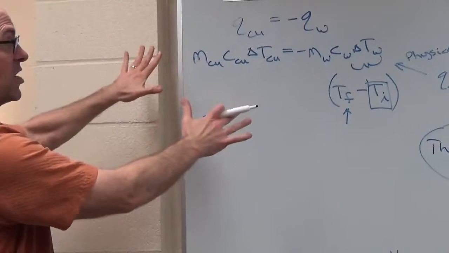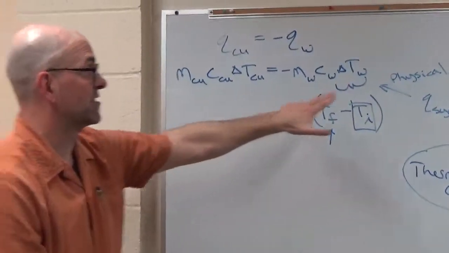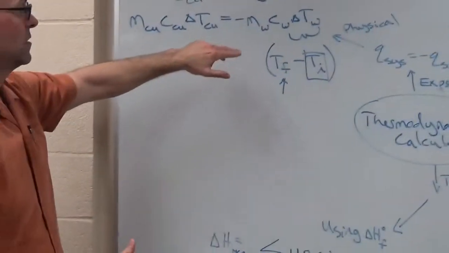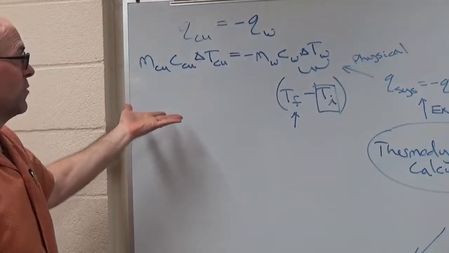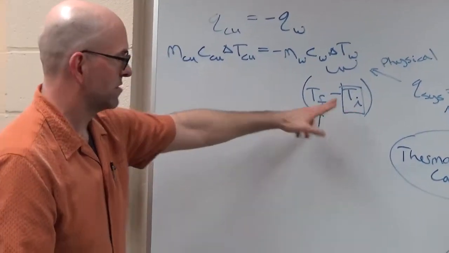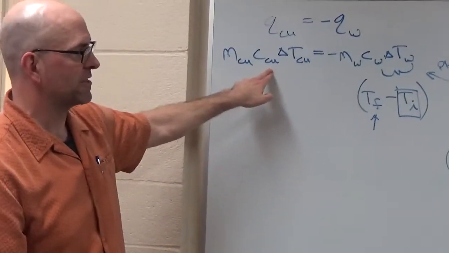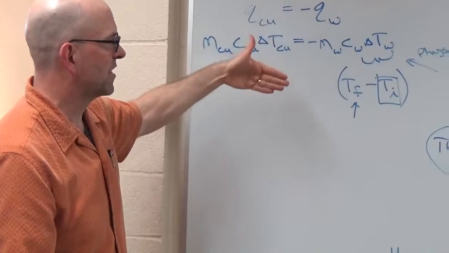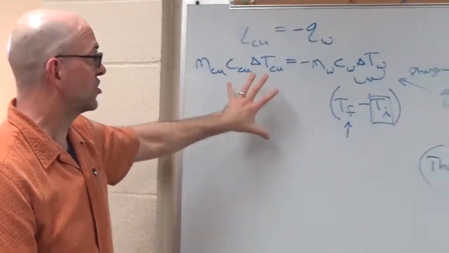So you set the equation up like this, put your MC delta T's on both sides because it's a physical process, and then you solve for whatever variable I ask. This one was a little challenging because you had to do some more algebra. It wasn't just finding a specific heat capacity of a metal, but something that certainly most of you did very, very well. So that's good.